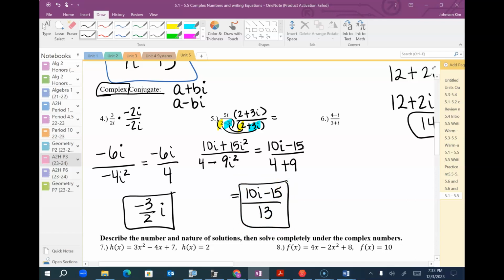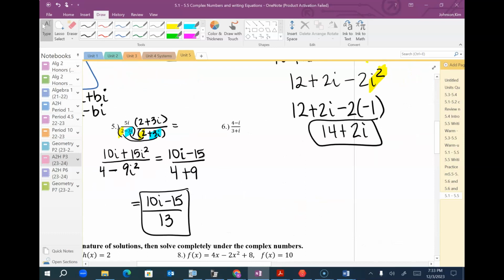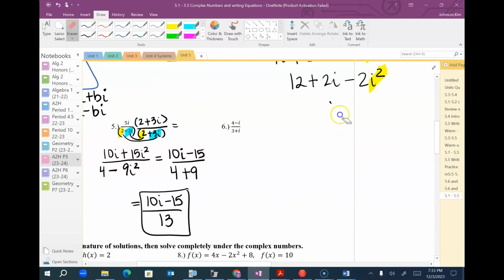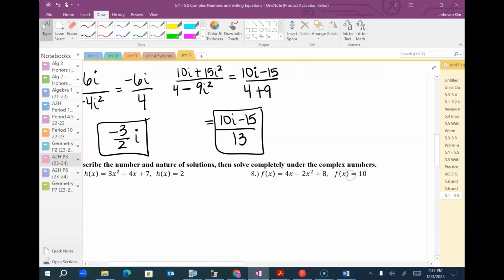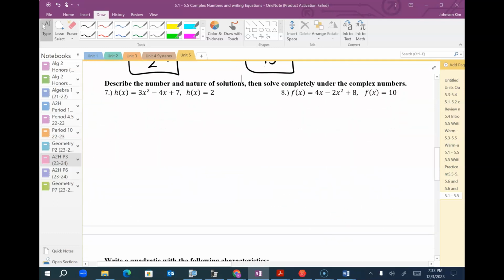Okay, one more. If I have 4 minus i times, actually, you guys can do that one on your own. I'm going to go ahead and skip to something a little more fun.